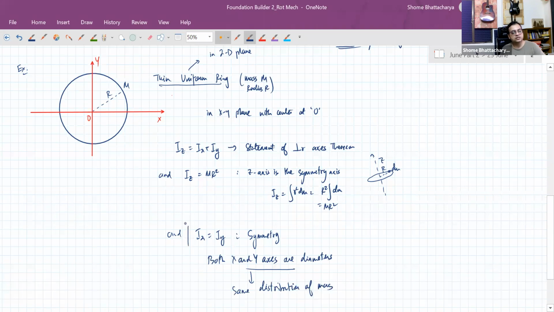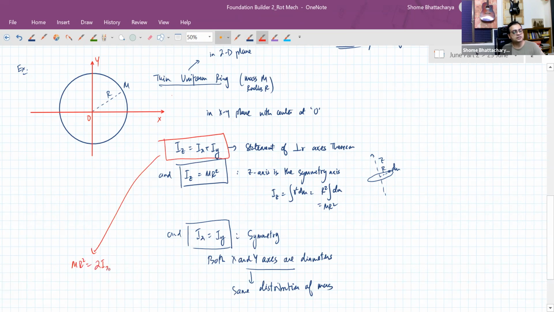Now if you put together this statement along with the statement of the perpendicular axis theorem, you get that mr square will be equal to 2 times Ix or 2 times Iy. So moment of inertia about the x or y axis should become mr square by 2. Something we had also done by integration earlier. So this result is also shown by integration.